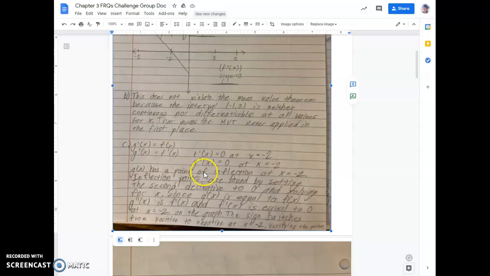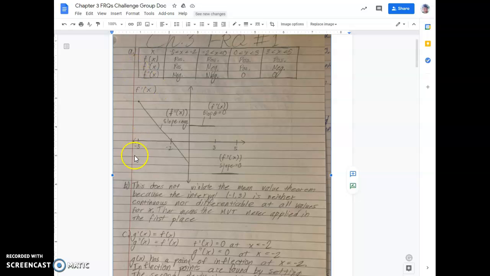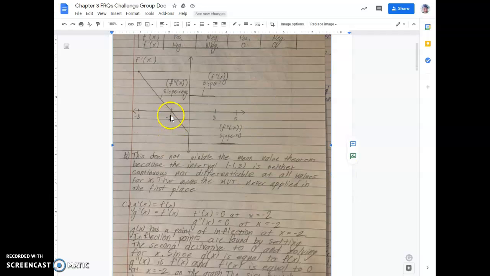So we know that in order to find an inflection point, we must find when the second derivative of a function is equal to 0. And since we know that the second derivative of g of x is equal to the first derivative of f of x, we just need to find where on the graph f prime of x is equal to 0 in order to determine where the second derivative of g of x is equal to 0. So since we can tell from the first graph we've drawn out that f prime of x, which is equal to g double prime of x, is equal to 0 at -2, we can also tell that the second derivative of g of x will also equal to 0 at -2.